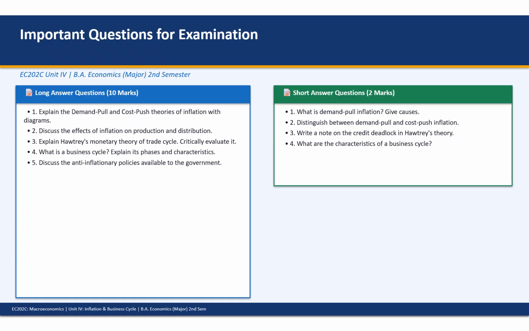Now, here you can see a few important questions from Unit 4. These are the topics which are most likely to come in the examination. The long answer questions cover the main areas of the unit: demand pull inflation, cost push inflation, the effects of inflation on production and distribution, Hawtrey's monetary theory of trade cycle, the phases, the characteristics of business cycle, and the anti-inflationary policy. These are the questions that need full explanation, proper definition, and examples.